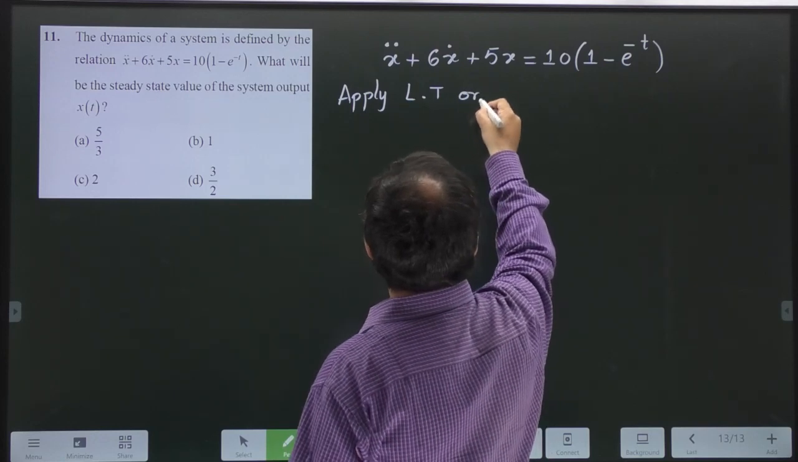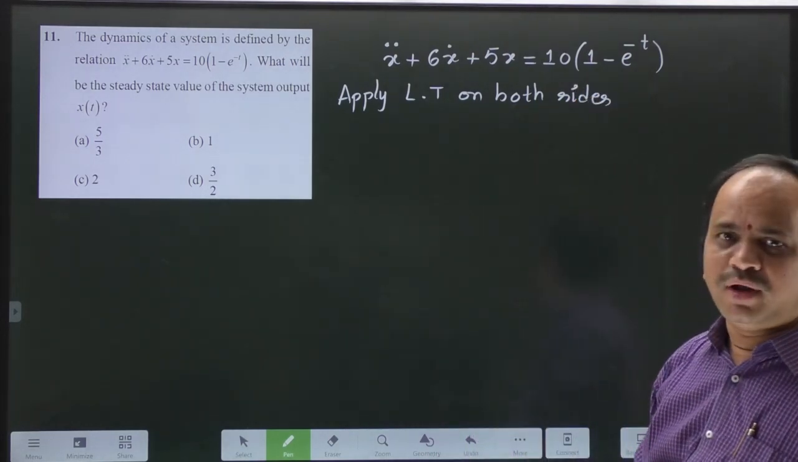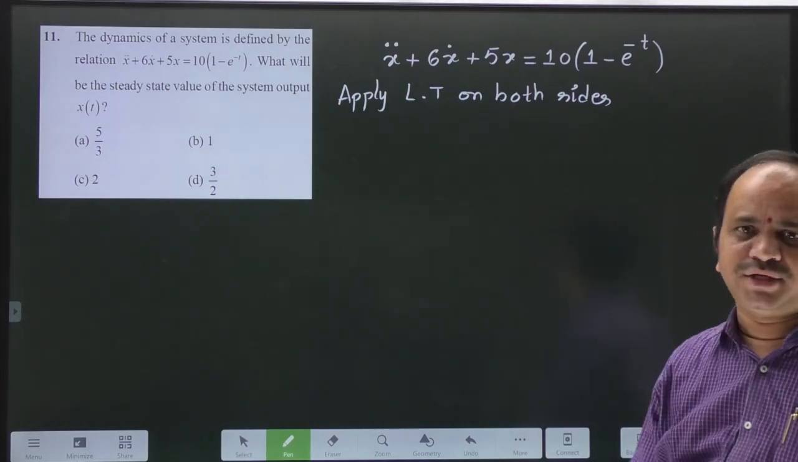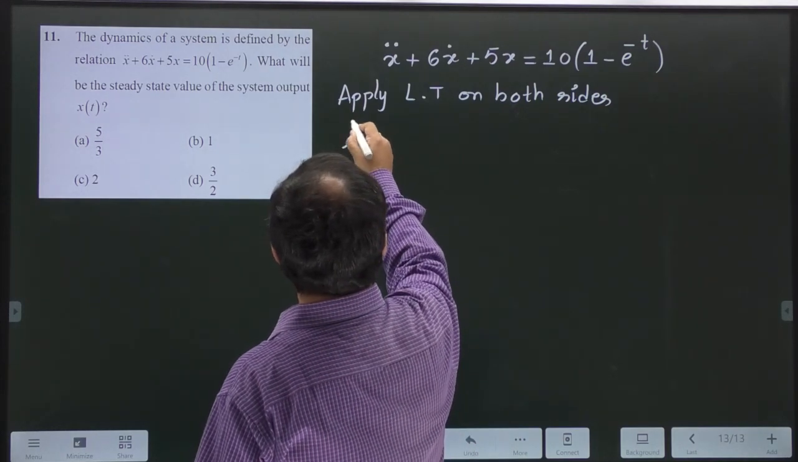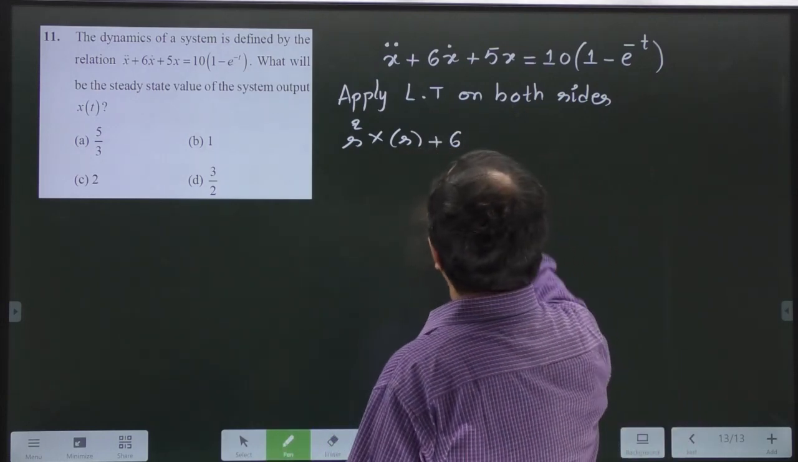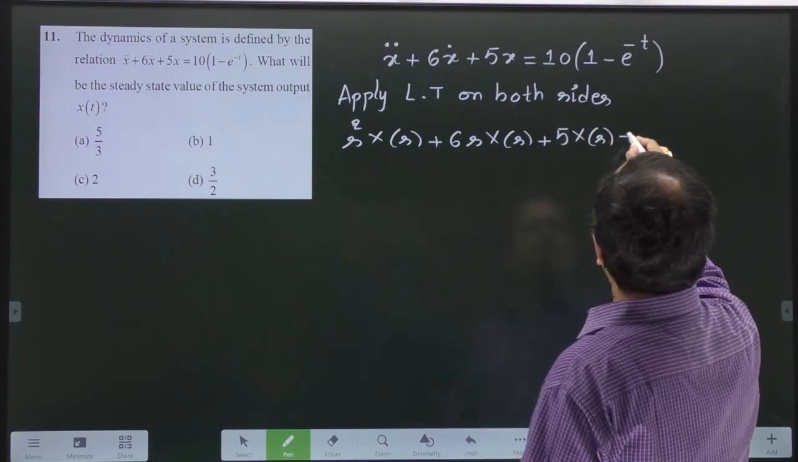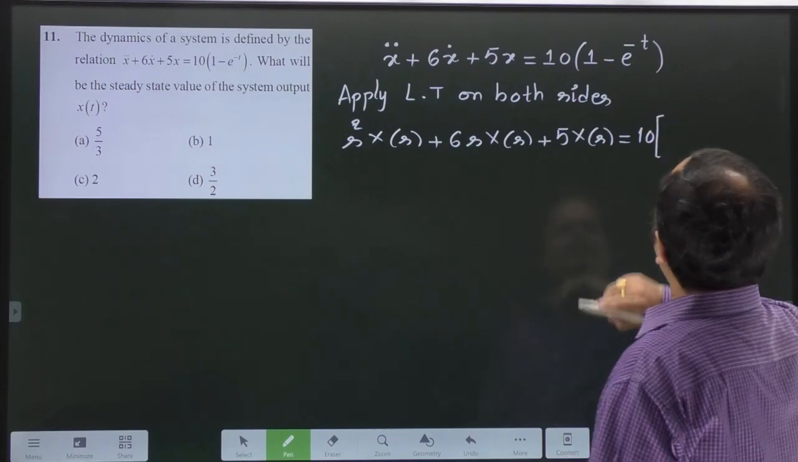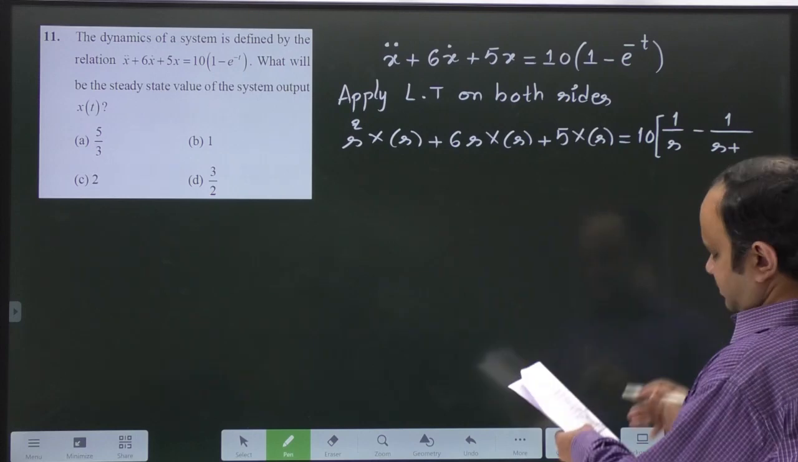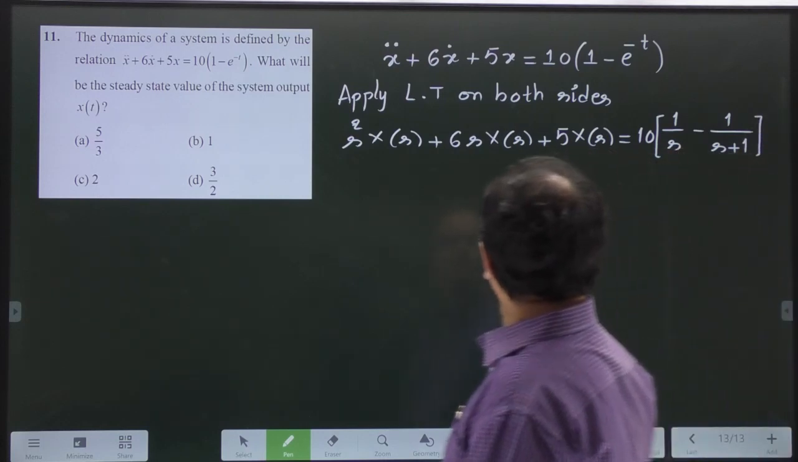Laplace transform on both sides. Apply Laplace transform on both sides. Okay, then what you will have, see, it is not mentioned anything about initial conditions. Let us assume initial conditions to be 0. Therefore, s square multiplied with x of s plus 6 into s into x of s plus 5 into x of s is equal to 10 multiplied with right side 1 by s minus 1 by s plus 1.